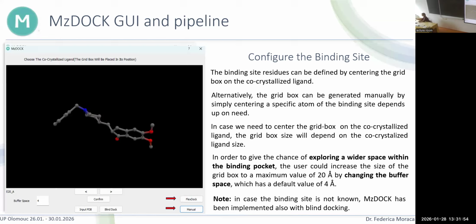To keep the protein flexible, and it also allows you to make a blind docking. As I said, if we don't know the experimental binding site, we can choose to perform a blind docking. Without building the grid box, it automatically will consider the whole protein.